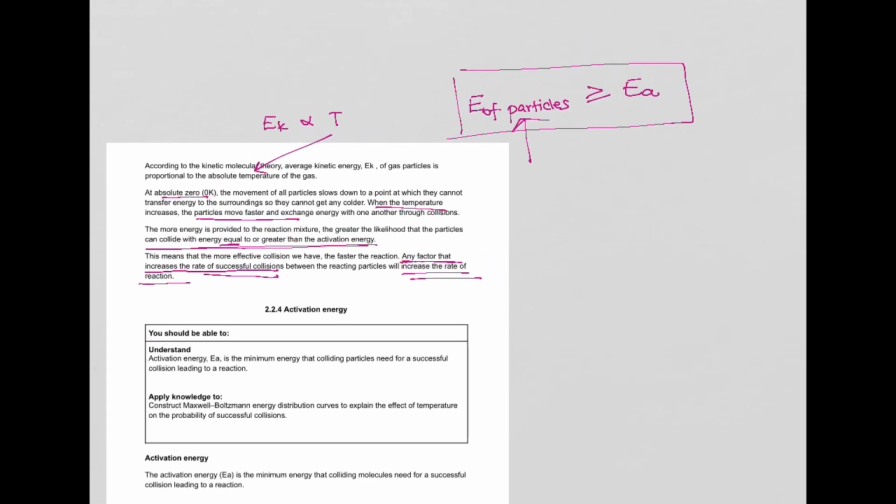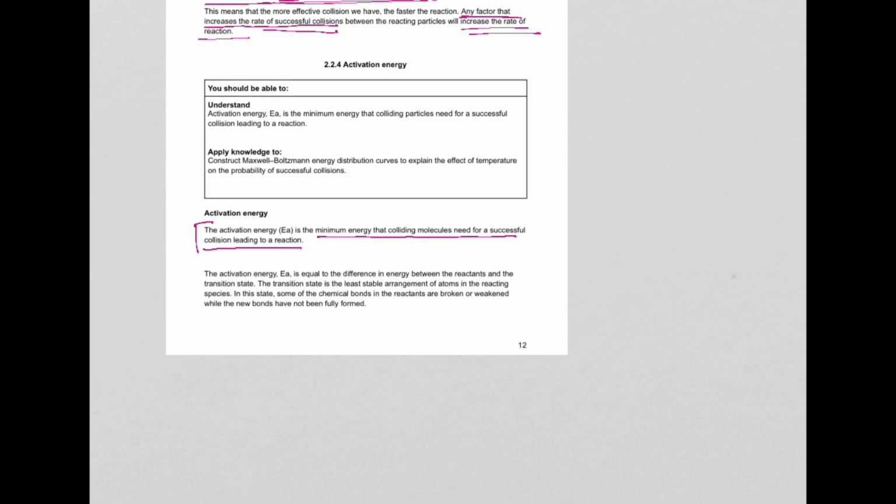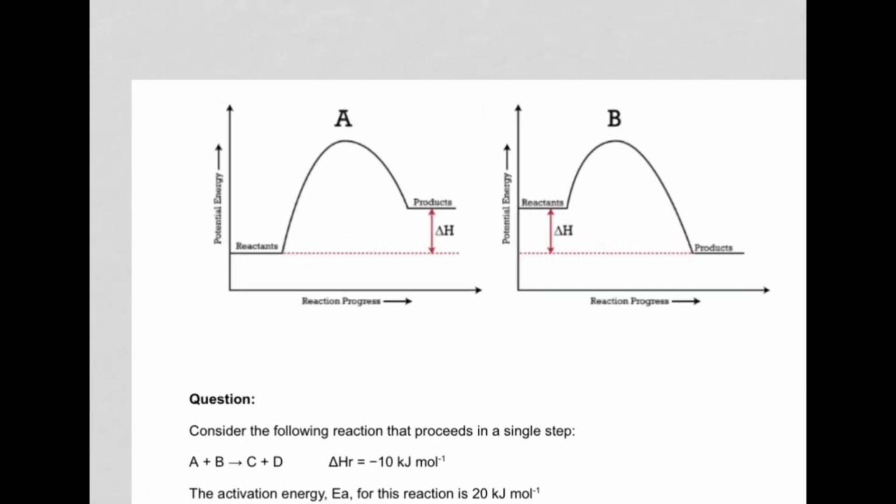Okay, now let's explore a little bit activation energy. Activation energy is the minimum energy that colliding molecules need to possess for a successful collision to happen, and this successful collision will definitely lead to a reaction. This is the definition according to the guide. You have to know this. You can be asked, what is activation energy? Let us see what is actually activation energy when we look at an energy profile diagram.